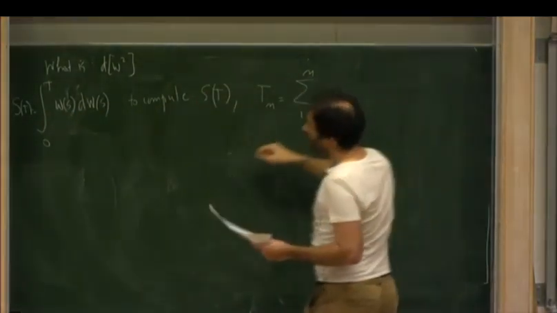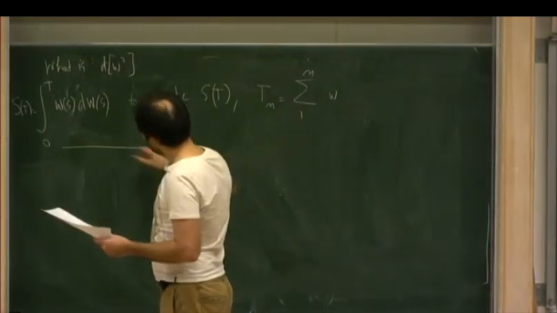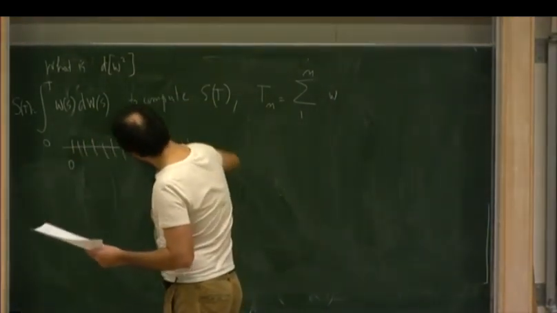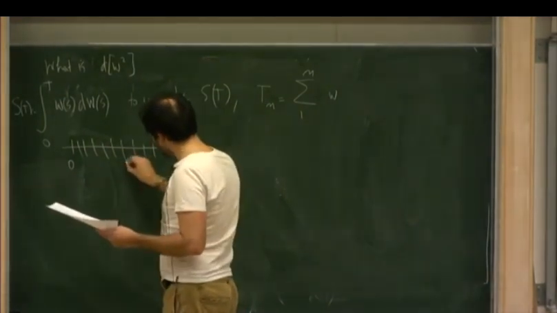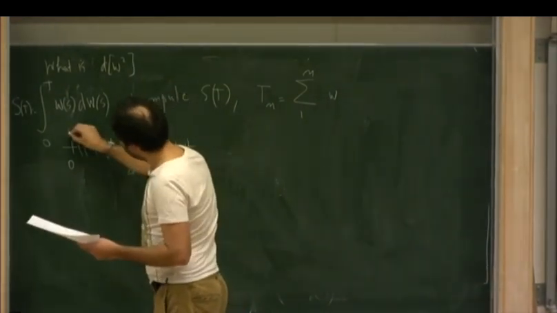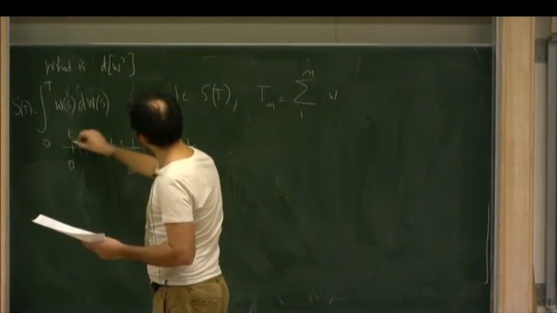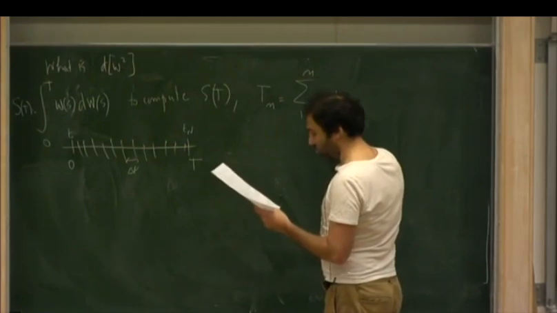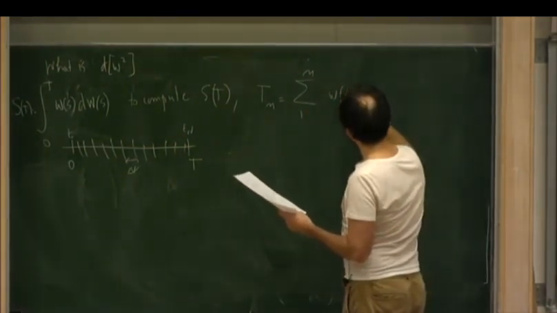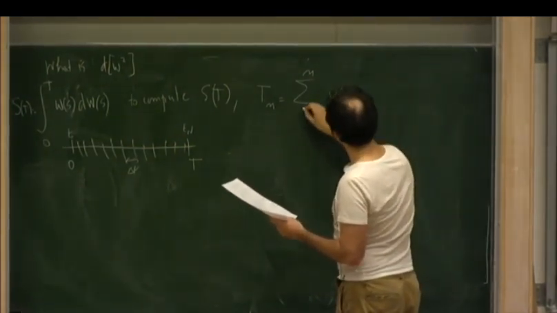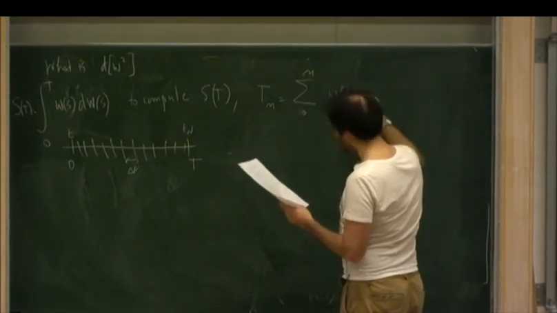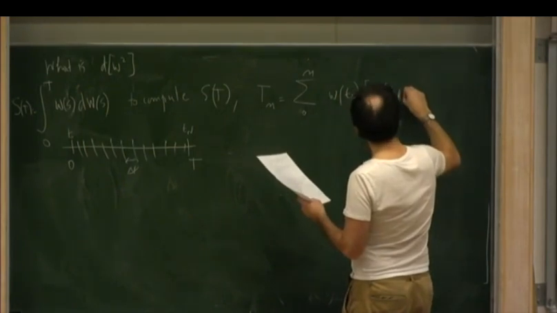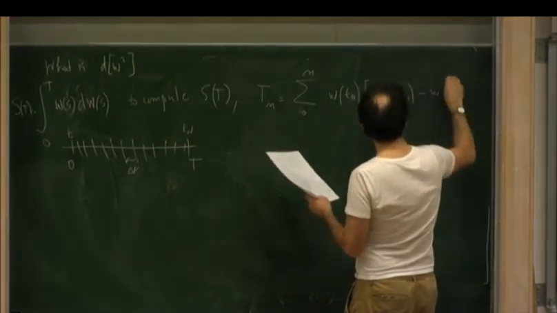So now we decompose the time interval from 0 to t into segments of the same Δt. So we go from, let's say, t0 to tn. So we sum from 1 to n, and so we have ω(tk), times ω(tk+1) minus ω(tk).